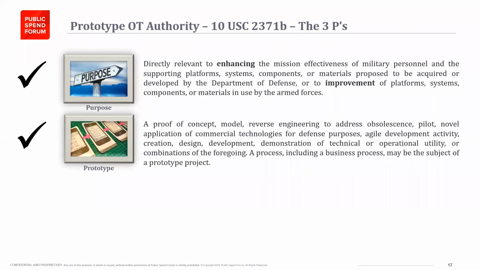All right, so the second P is prototype. Well, that makes sense. It's a prototype OT authority. You probably have to have a prototype. Well, for prototype, Congress does not provide a definition within the statute. So for the prototype definition, you need to go to the DoD guide, which comes from the Office of the Undersecretary of Defense for Acquisition and Sustainment. It was published in November of 2018.